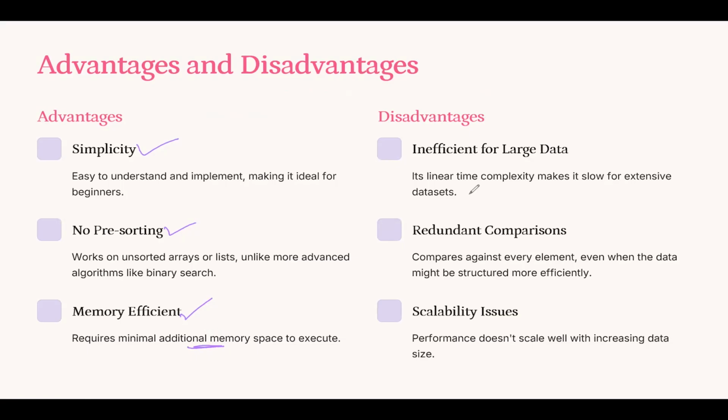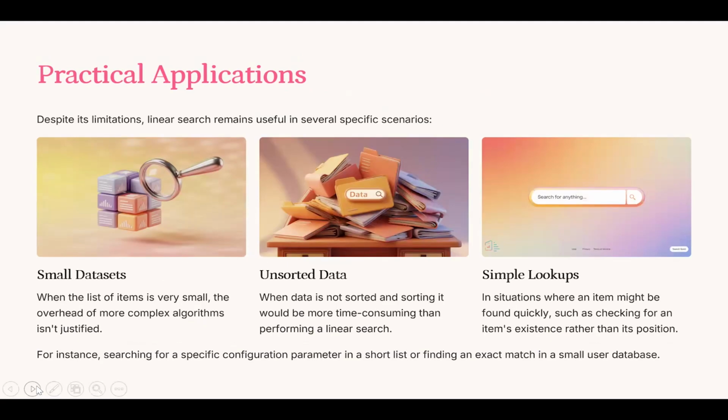Coming to the disadvantages, it is inefficient for large data. So imagine we have hundreds of millions of data. In that case, if the data we're looking for is at the end or not found, in order to conclude that the element is not found, we have to go through all the values. So that is a problem. And redundant comparisons: it compares against every element, even when the data might be structured more efficiently. So that is another problem. Scalability issues: performance doesn't scale well with the increase of the data size. Obviously, because it is inefficient for large data. So those are the advantages and disadvantages.